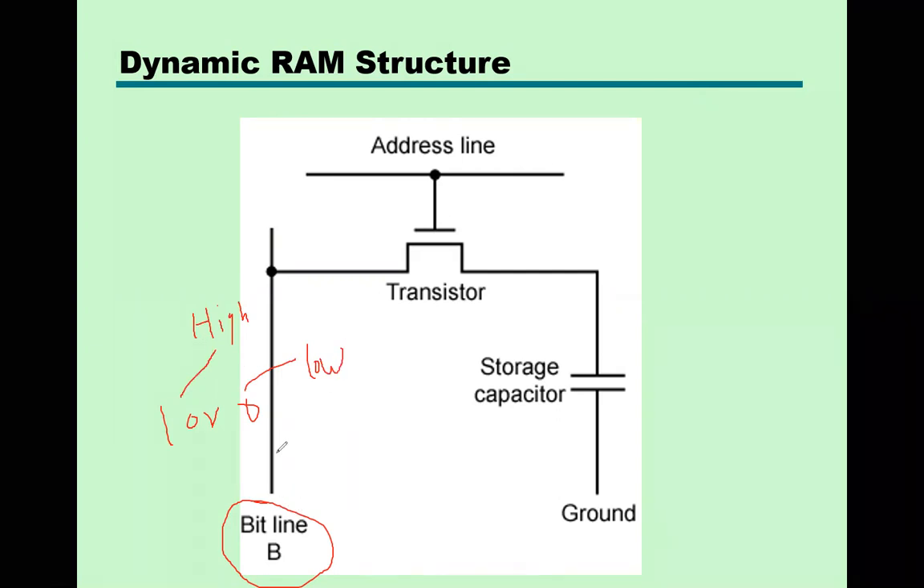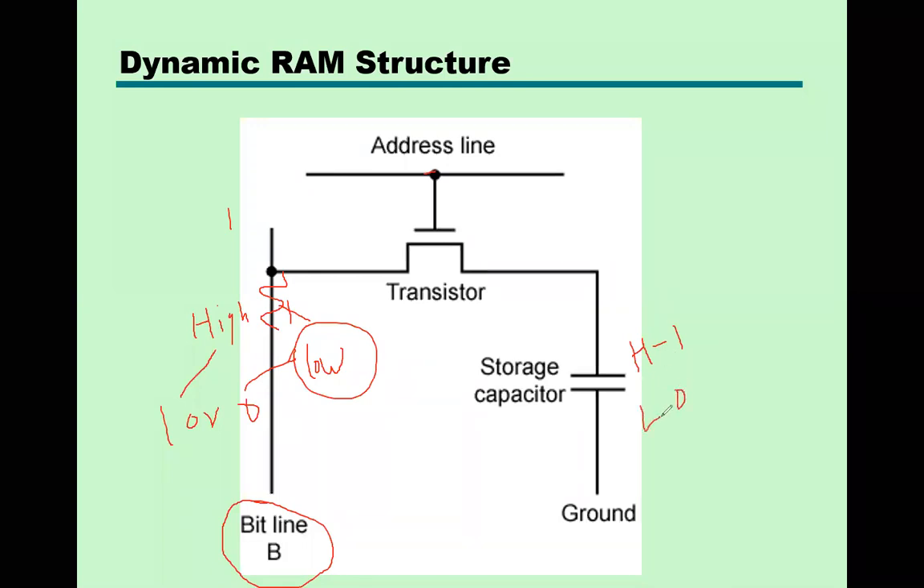If 1 is there, the high voltage is transmitted to the capacitor, and this address line is to select a particular cell, right? Suppose you want to store 1: the address line is set to 1, and with the help of the transistor the capacitor charges and holds 1. And if you want to set a 0 value, you will not send any charge, and it will hold 0.